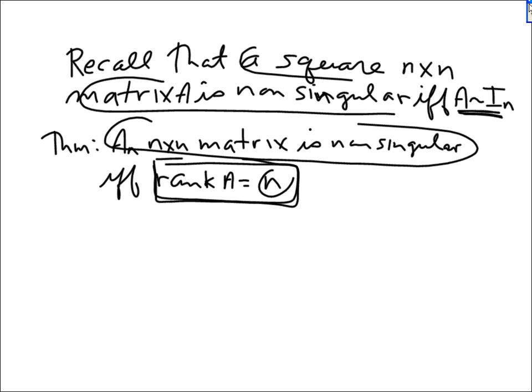So anything that's equivalent to A being row equivalent to the identity is also equivalent to the rank of A equaling n. We have the rank of A equals n. We have A is non-singular. And we have A is reducible to the identity matrix. And for all of these, A is n by n.